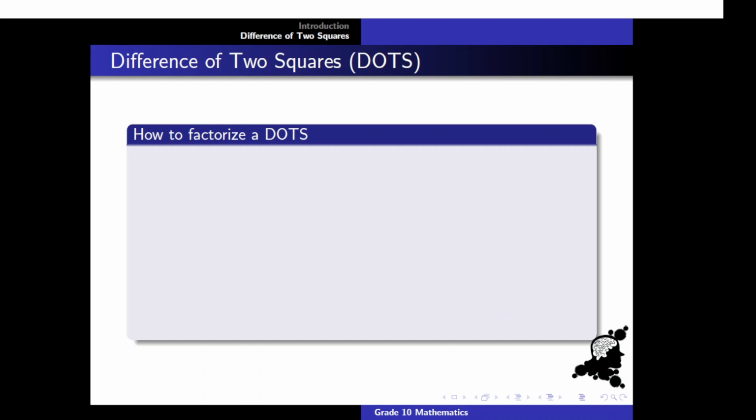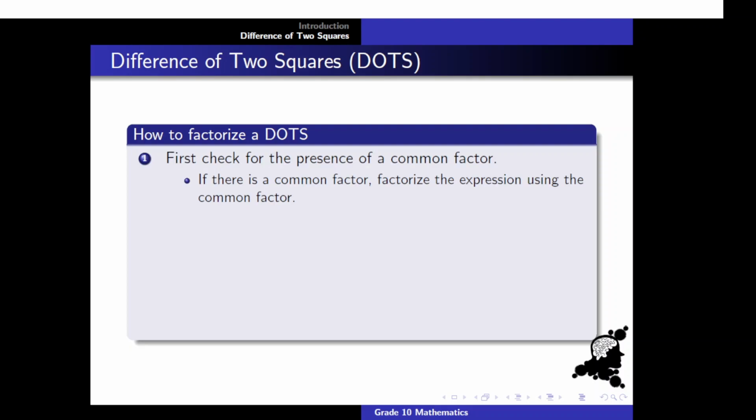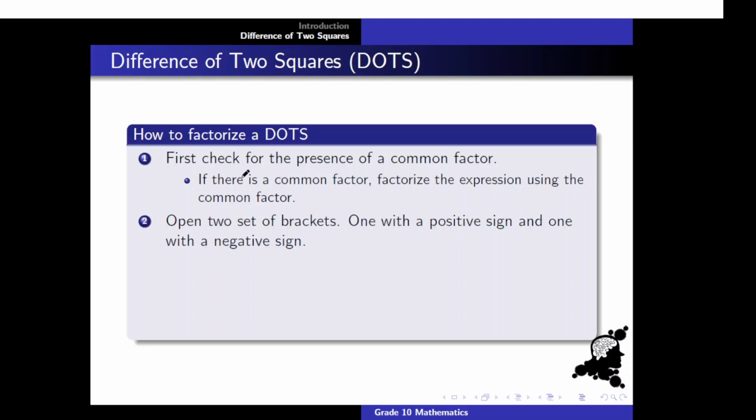Okay, let's get into the purpose for today's lesson. How do we factorize the difference of two squares? First, we need to check if there is a common factor. Once again, as I've said earlier, if you did not watch our video on the common factor, please go back and watch the video on how to factorize a common factor. Then you come back to this one because it's essential that you understand that all the other forms of factorization rely on your understanding of the common factor. So if there is a common factor, you need to factorize the expression using the common factor method that we've spoken about in the previous video.